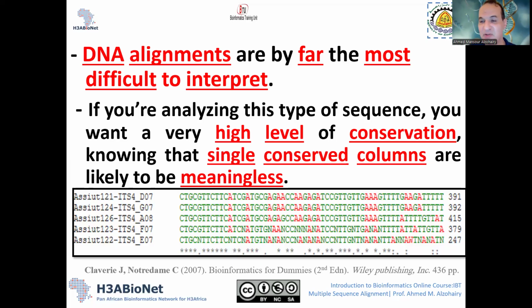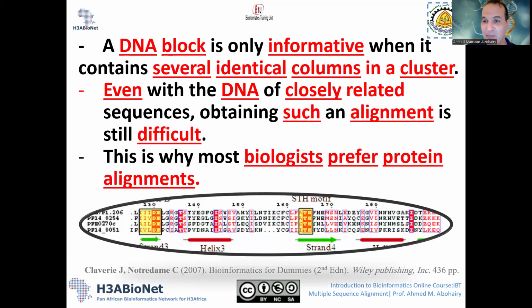But in protein, conservation of even a few columns, as we will see now, will have a meaning. If you have protein sequences and some columns are conserved, this will have a meaning. We will tell you about this later, and how we can compare, and what the threshold is for each one of them. A DNA block is only informative when it contains several identical columns in a cluster. So for DNA, you have to have several identical columns. But even with the DNA of closely related sequences, obtaining such an alignment is still difficult.